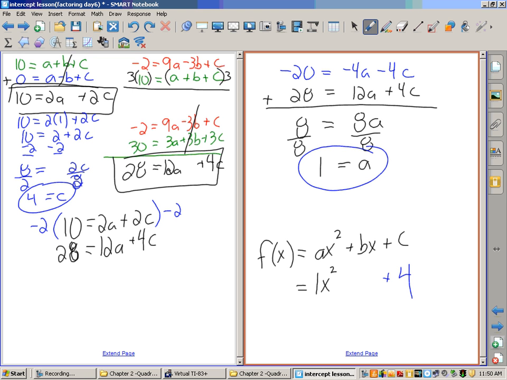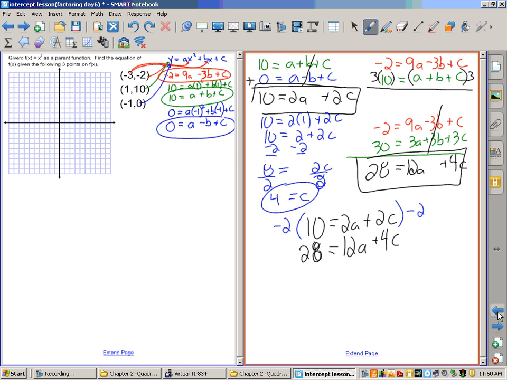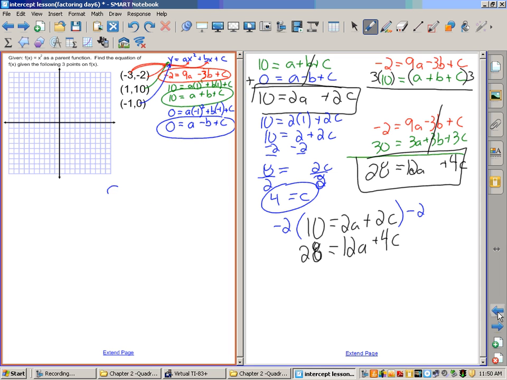So, by the way, before we take that quiz, what does the C value represent? The y-intercept. Okay, we only have B left. So you're going to have to go back to the original equation. Okay, right back here. We have A is 1, and C is 4. Which equation looks the nicest? A plus B plus C. Okay, so we got 10 equals 1 plus B plus 4. So B comes out to be 5.